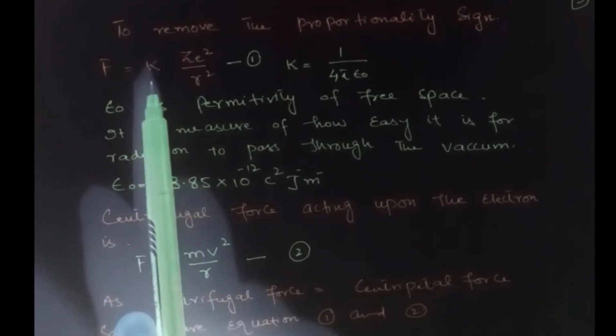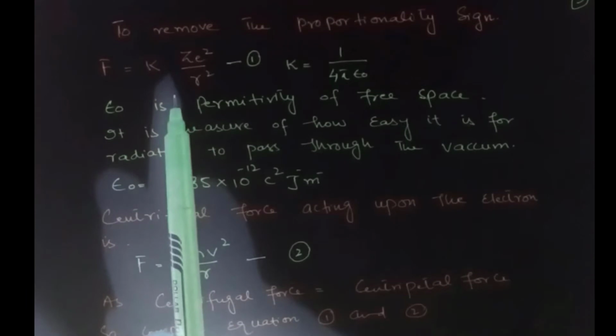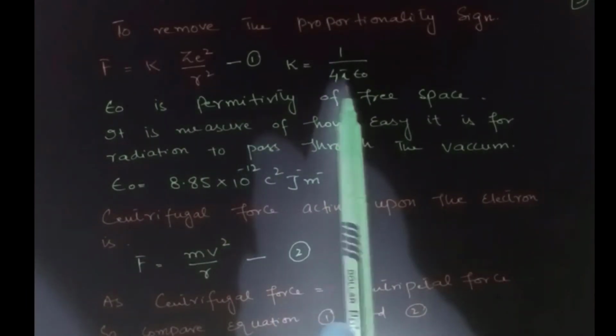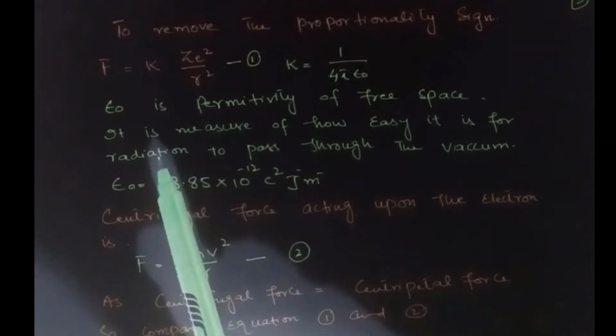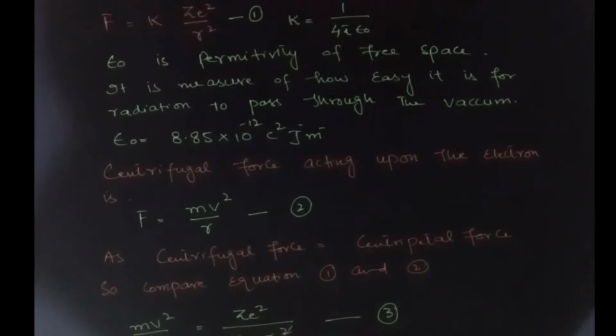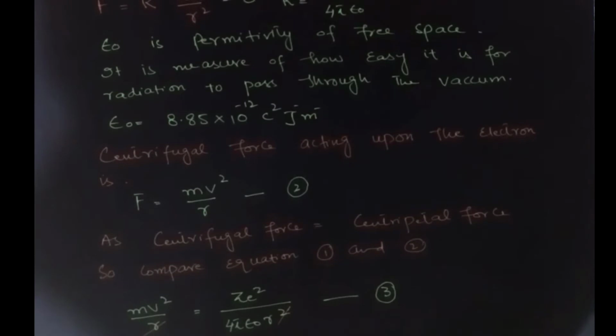where K is also related to the permittivity of free space, and its value is 1 divided by 4 pi epsilon naught. Now what is permittivity of free space? It is the measure of how easy it is for radiation to pass through the vacuum, and its value is equal to 8.85 into 10 raised to the power minus 12 coulomb square per joule per meter.